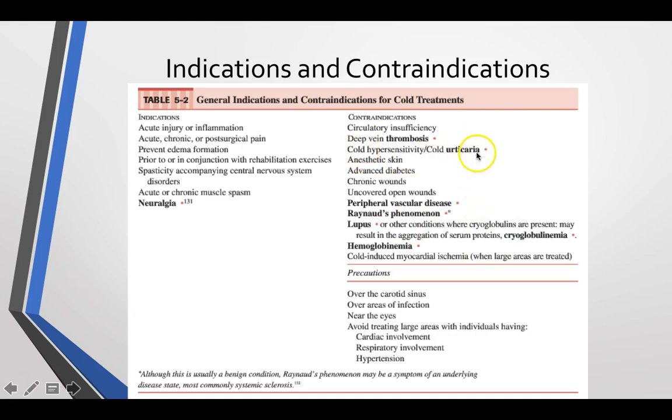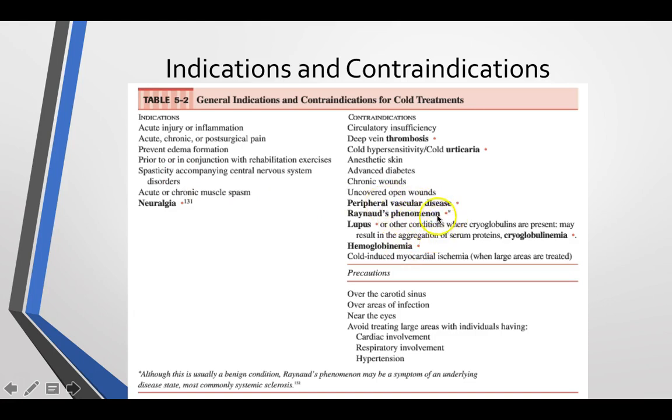We also have our cold hypersensitivity or cold allergies, right? Cold urticaria. Again, anesthetized skin if they can't feel the area. Same with advanced diabetes. That would have to do with the sensation issues. If they have chronic wounds, any uncovered open wounds, we wouldn't want to do cold therapy on, especially our open tubs and things like that. Peripheral vascular disease goes along with the circulatory insufficiencies. Raynaud's phenomenon, remember, is that disorder that causes the vasospastic spasms in the tissue, especially the fingers and the toes. And it can actually be an underlying sign of something much more significant as well.